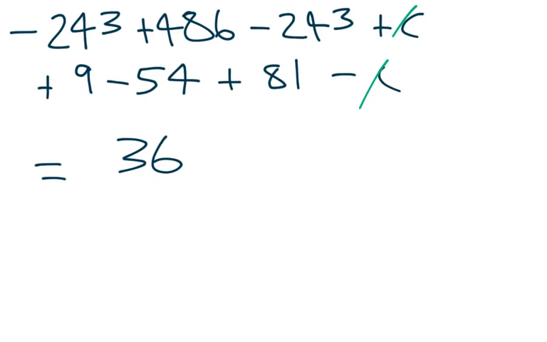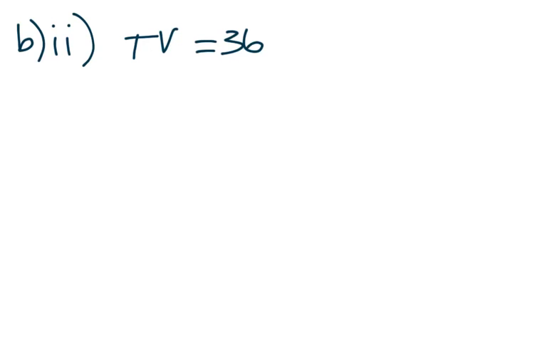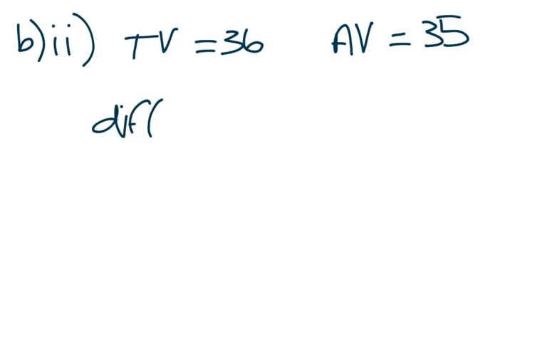So then the next question asks, part b(ii), it asks us to find the percentage error in the approximation of the area from question 1. So we have the true value to be 36, and approximate value we know to be 35 from part 1. So to find the percentage error, we first have to find the difference. So we have 36 minus 35 equals 1. And then we need to find the percentage.